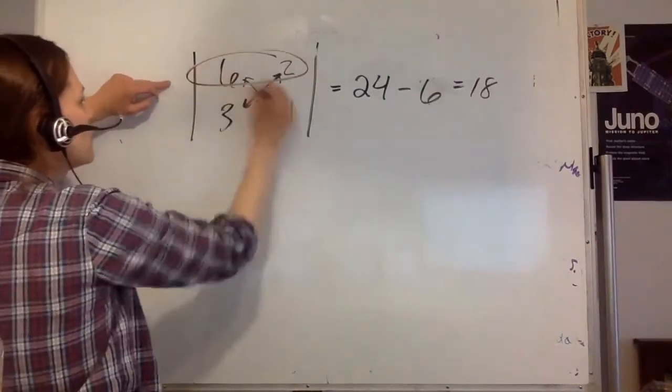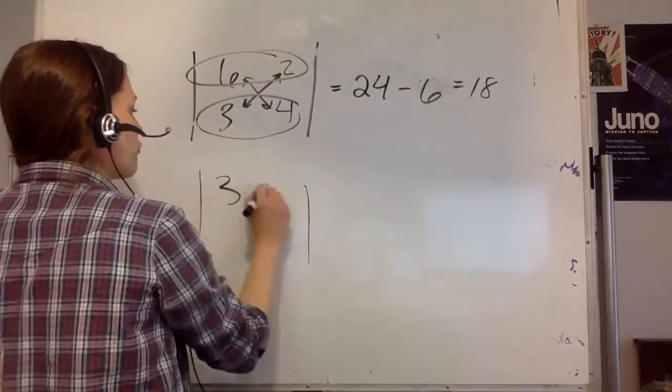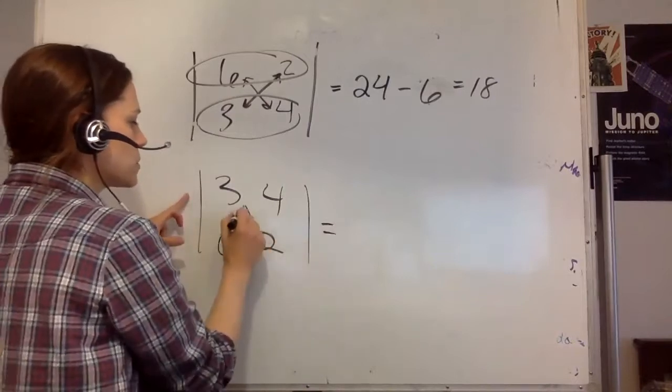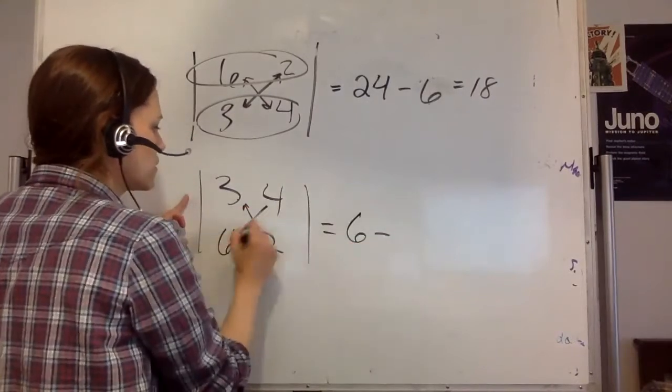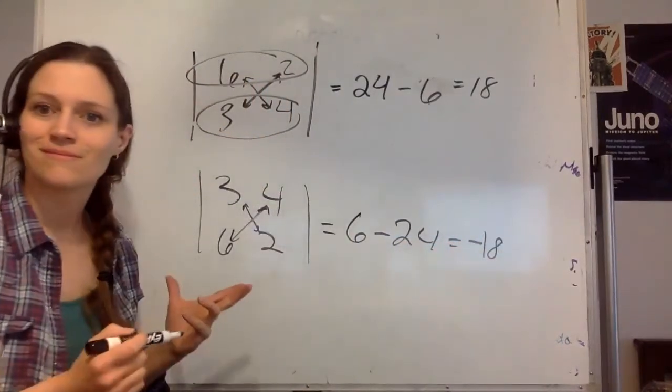If you exchange these two, 3, 4, 6, 2, you cross multiply: 6 minus 24 equals minus 18. Go team.